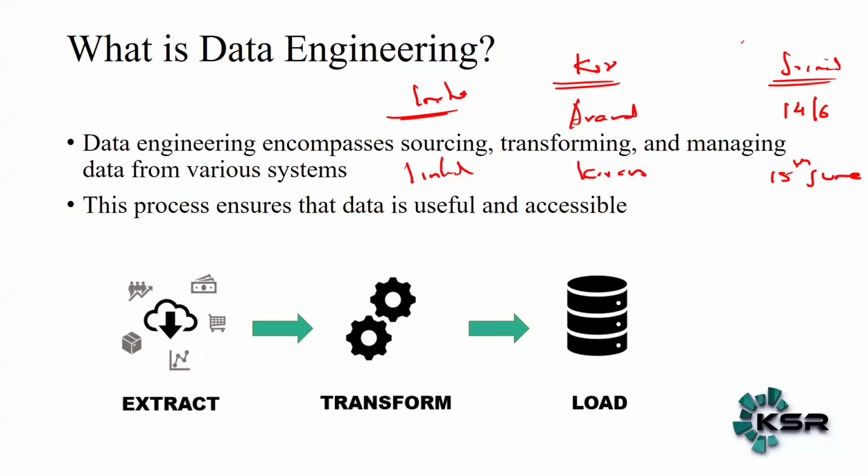See the data inconsistency? In one system, I'm getting it as 14/6. In another system, I'm getting it as June 15th. And in another system, let's say we are getting from Facebook, let's say from Sachin, June 18th. See how it is? Three different students, three different file formats, three different dates.